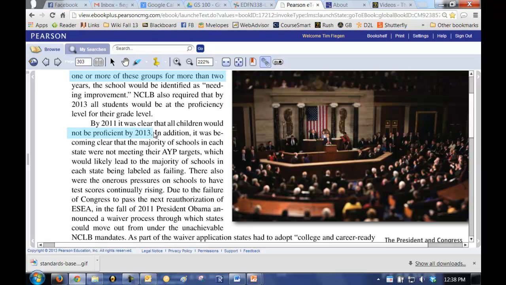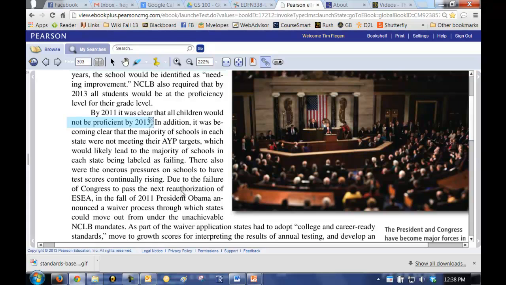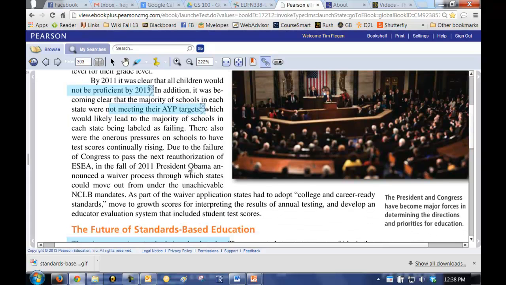Okay, you look at this. This is what you get with the federal government. In addition, it was becoming clear that the majority of schools in each state were not meeting their AYP targets. Okay, and actually it was by 14, and they said 13 here. But the students weren't proficient, schools weren't proficient, which likely led to the majority of schools in each state being labeled as failing. There also were the erroneous pressures on schools to have test scores continually rising.